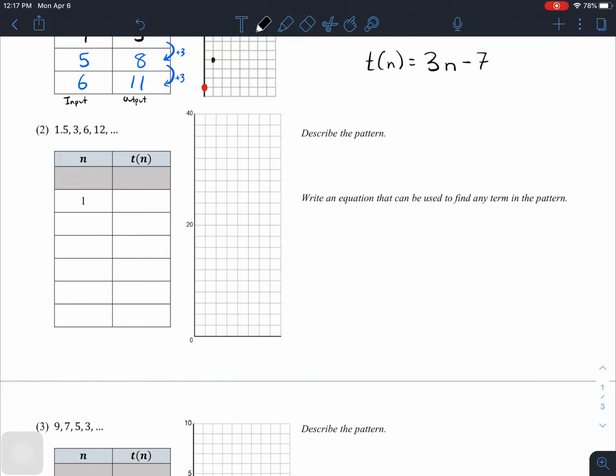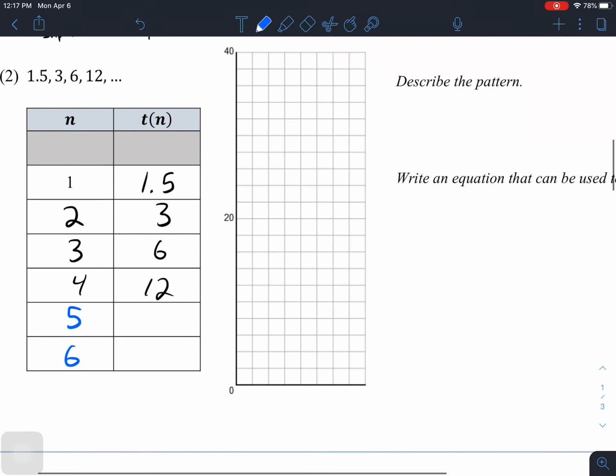Now for number 2, let's look at the table. First term is 1.5. Second term is 3. Third term is 6. Fourth term is 12. As I go through this and I want to find the pattern, I can keep filling in, okay, what's the 5th term and what's the 6th term? It doesn't look like an addition pattern, because 3 to 6 increases by 3, but 6 to 12 increases by 6. There's no addition pattern, but from 3 to 6, and then from 6 to 12, I'm multiplying by 2 here, I'm multiplying by 2 here.